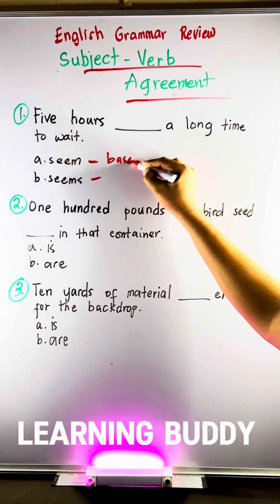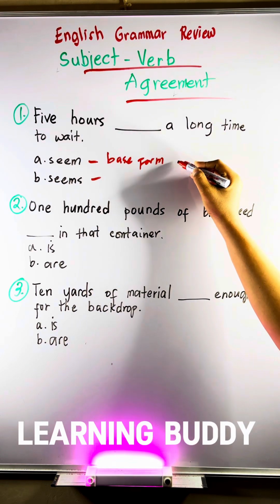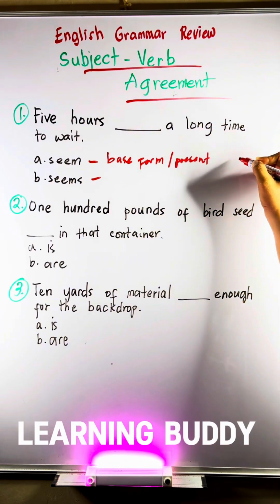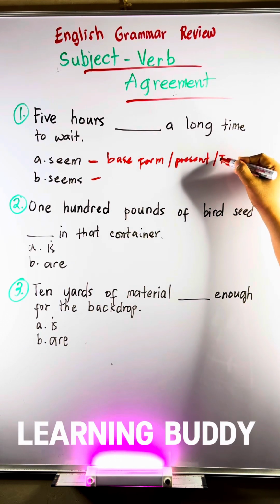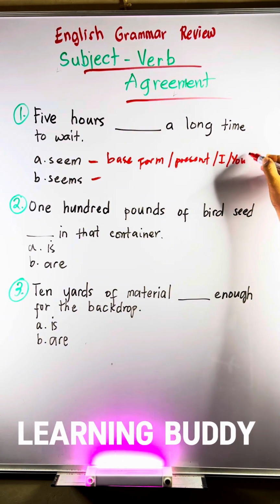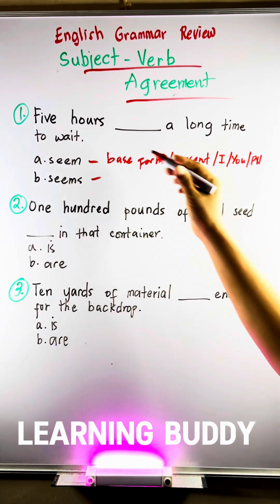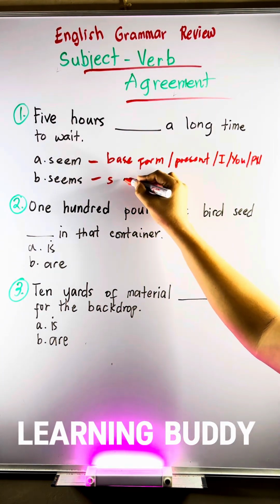Number 1, 5 hours blank a long time to wait. Is it seem or seems? Choice A, seem, is called the base form of the verb. It's in present simple tense. It is used for first person I, second person you, and other plural nouns.